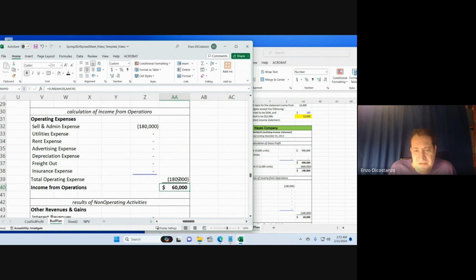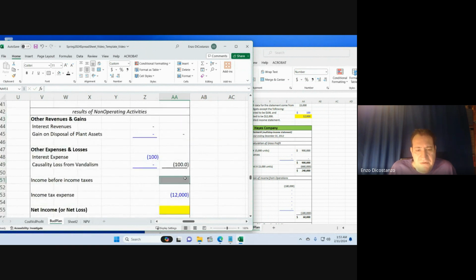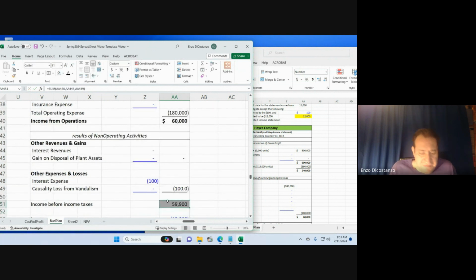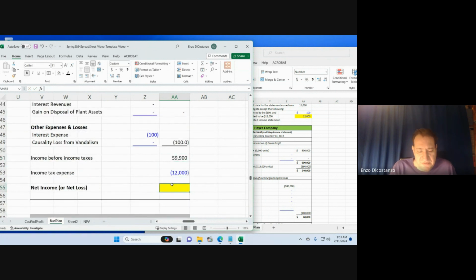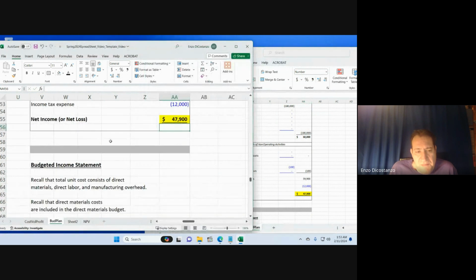The summation says you work this down to 60,000 and then take out another 100 here. So this equals sum of your income from operations, comma, this, comma, the 100. That's how you get 59,900, right? And this is minus 12,000, so equals those two, and that's how you get to 47,900. Okay, that's the end of our journey for this video.